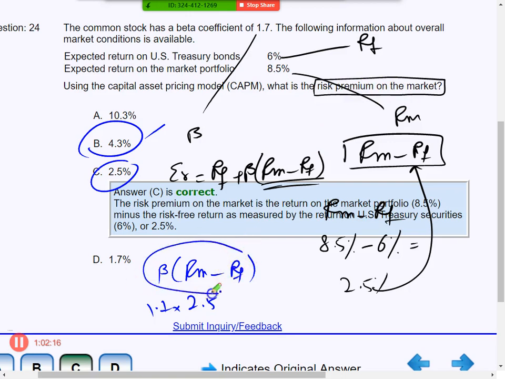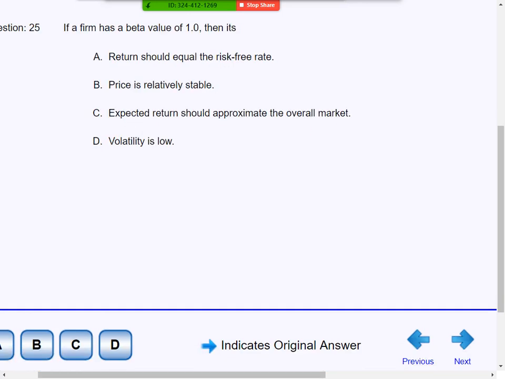This is the formula for asset risk premium, and this is the formula for simply the market risk premium. So we got the idea. Moving on to question number 25.